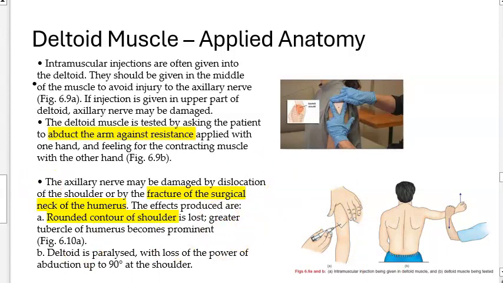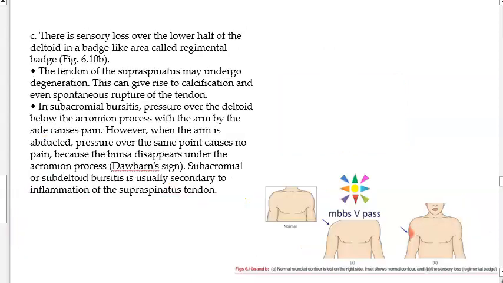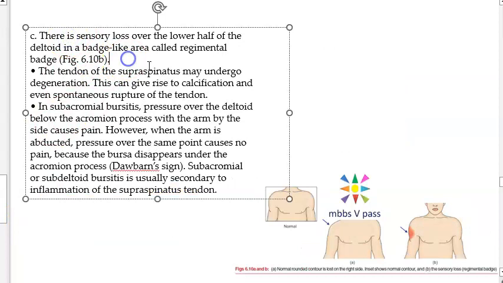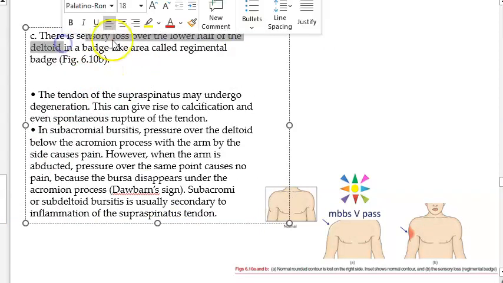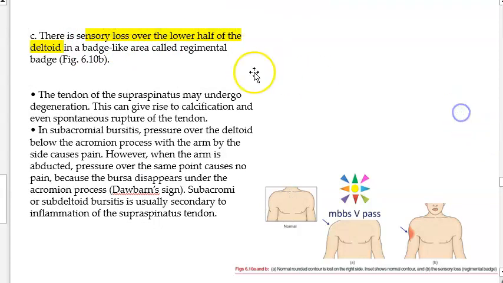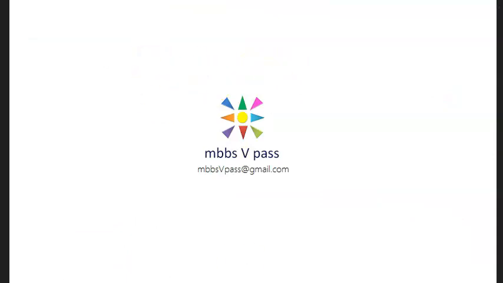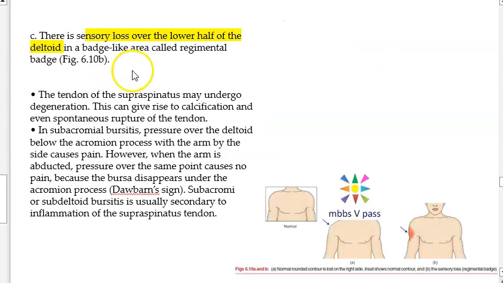Okay. Now coming to the deltoid muscle itself, it's paralyzed. What will happen because of axillary nerve damage? Then this person cannot abduct the arm. That much you will be able to say in the exam, correct? Now, let's go to the next point here. If the axillary nerve is damaged, there will be sensory loss over the lower half of the deltoid. So sensory loss also can be there if there is damage to which nerve? Axillary nerve. Very good. Deltoid, axillary nerve. So a badge-like area called the regimental badge.